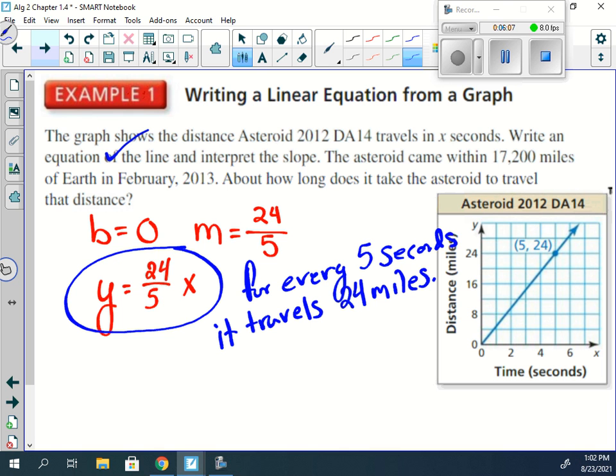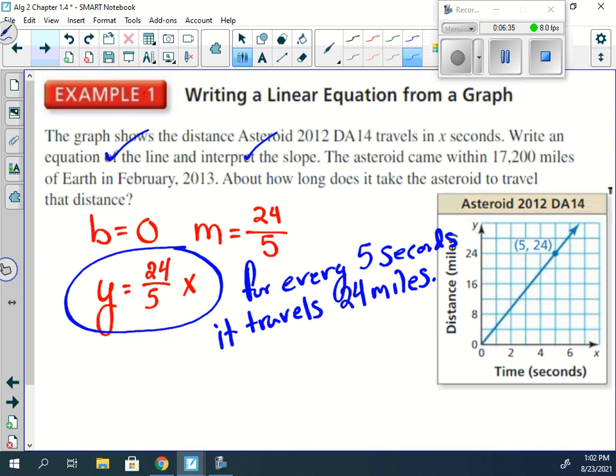That's it. That's all we have to do for interpreting the slope. We're just trying to explain what the slope is telling us. So for every 5 seconds, it's traveling 24 miles. Or to put it in kind of a perspective we can think about, that's pretty much saying that it's traveling from here to Siloam in 5 seconds. That's pretty fast.